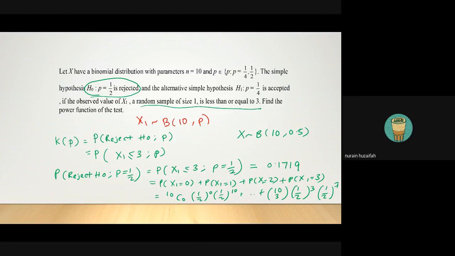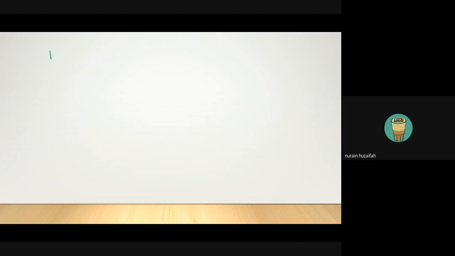Okay, next, you need to compute the probability of rejecting H0 when p is equal to 1/4. Next, we compute the same thing. Probability of rejecting H0 when p is equal to 1/4. So we have probability X1 less than or equal to 3 when our p is equal to 1/4.